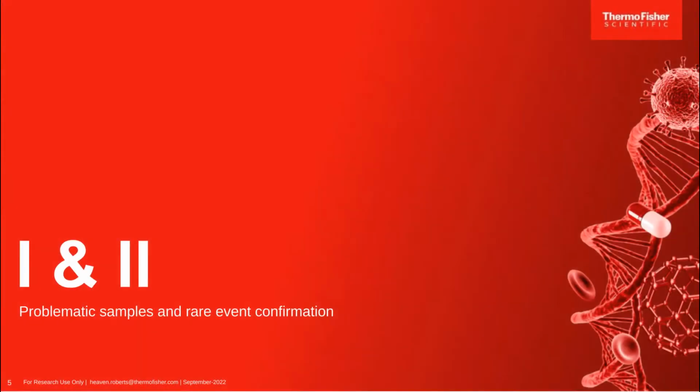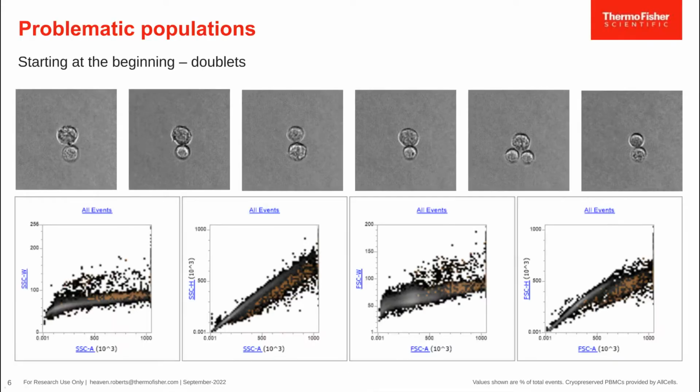So first, let's talk about some problematic samples and rare events. These can be difficult to work with, and I know we've all had that question, what is this dot? The first thing we get asked of the CytPix by new users is, can you see doublets? And yes, you certainly can.